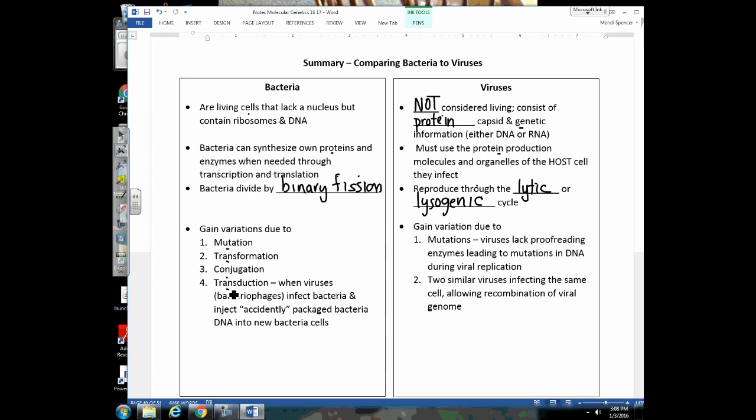And viruses can gain variation as well. They can gain mutations. Remember, especially RNA viruses are more apt to mutations in their DNA. And also, if two similar viruses that we just talked about infect the same cell, then it can allow recombination of the viral genome and new traits in the new viruses that are produced.